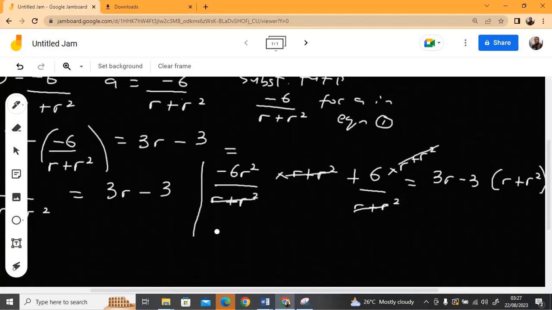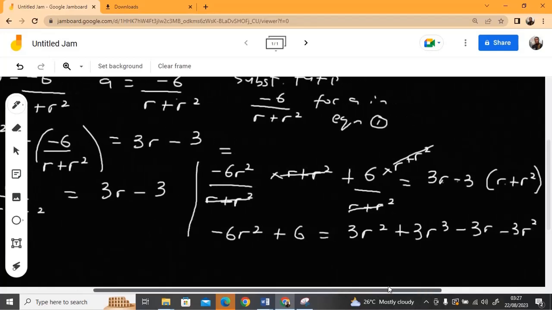So you now have minus 6R squared plus 6. This multiplied by 3R times R is 3R squared. 3R times this is 3R cubed, minus 3 times that is minus 3R, minus 3 times this is minus 3R squared. So what are we going to do now?